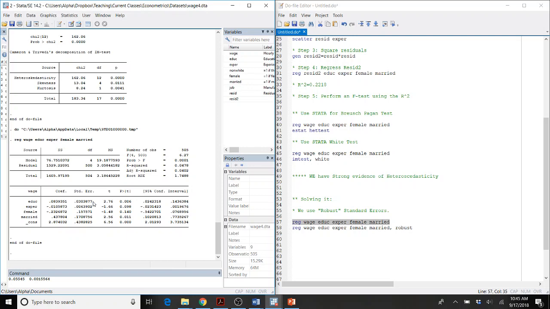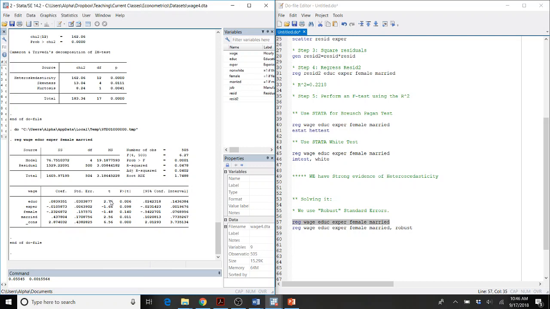Now, because we have heteroscedasticity, we know we have strong evidence of heteroscedasticity for both our education variable and our experience variable. That would mean that when we look at these standard errors, we say, okay, these are biased. If the standard error is biased, then I can't trust it. This standard error could be larger or smaller than the true standard error, which means I will have a biased t-statistic.